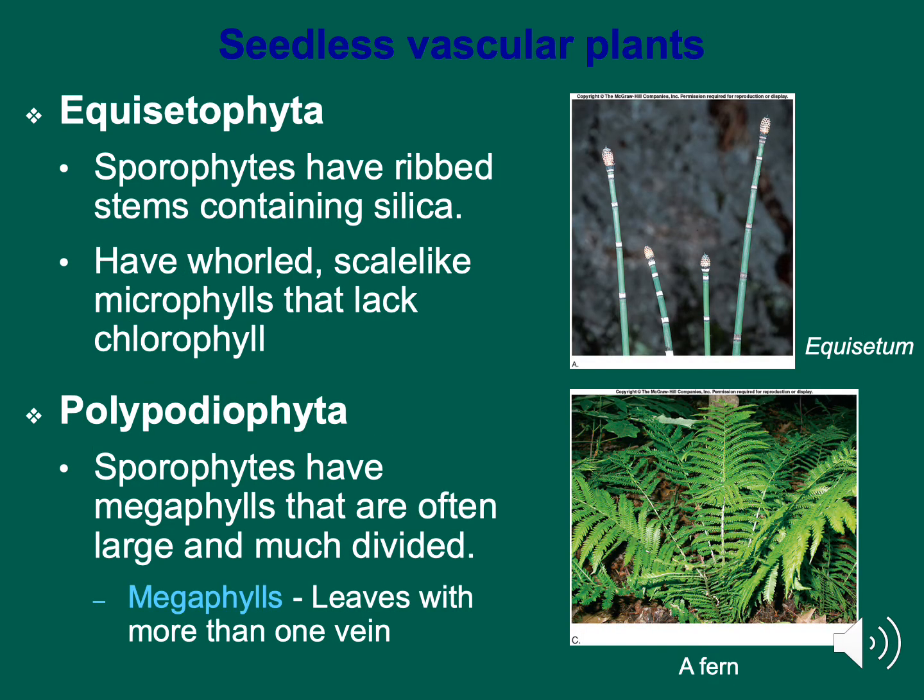You have the Equistophyta, which are horsetails, and they have long whorled leaves called microphylls. And you have your Polypodiophyta, which is a fancy way of saying ferns. Poly meaning many, podia meaning feet, and so that's where we get the term for ferns. They have large leaves called megaphylls, which are comprised of lots of little leaflets.